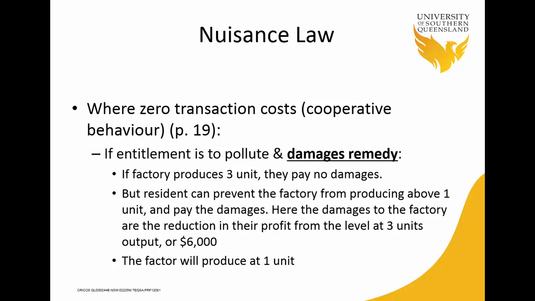So the damages to the factory, of course, are the reduction in their profit from level 3. So it is a 6,000, because we're talking about dropping from 3 units to 1 unit. The factory will produce at 1 unit. The residents would be very happy to pay this amount, just like they would have done through a bargained agreement, just like we talked about under the injunctive remedy. So here there's no agreement. They don't bargain with each other. The victim simply prevents the factory from producing above 1 unit, and then they just pay out the damages, just like they would have agreed under a bargained agreement if there were an injunctive remedy. All right.